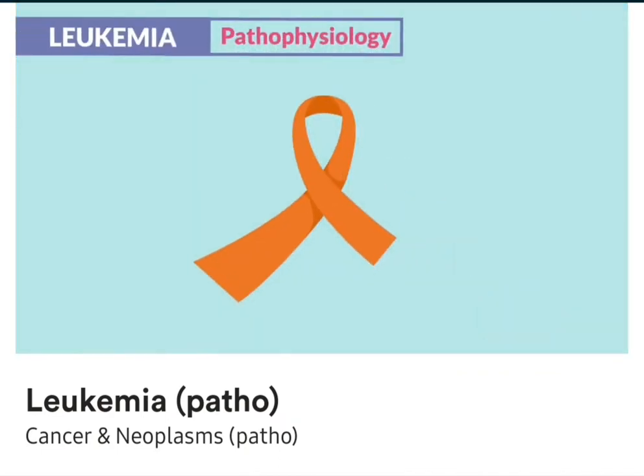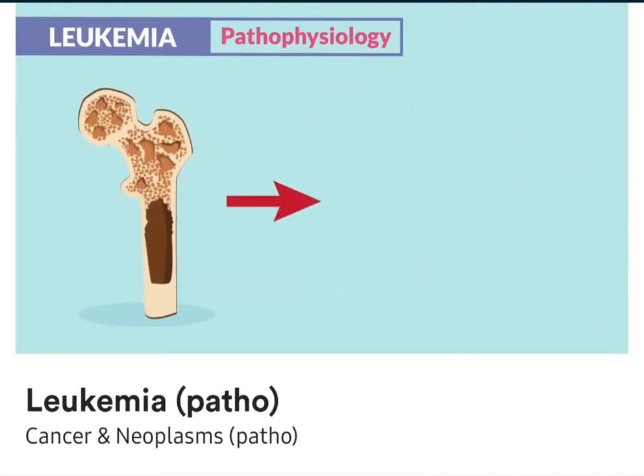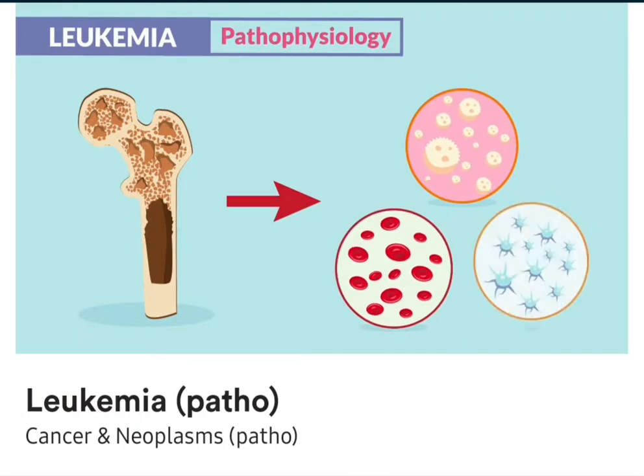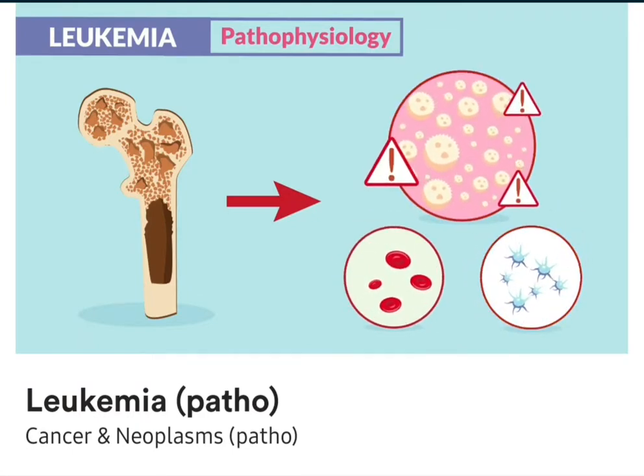Leukemia is a type of cancer that affects the blood cells and bone marrow. You see, bone marrow is responsible for making blood cells like WBCs, RBCs, and platelets. But in leukemia, we have an overproduction of white blood cells that crowd out the production of normal cells, leading to low RBCs and low platelets.